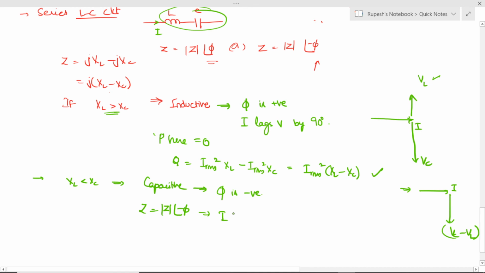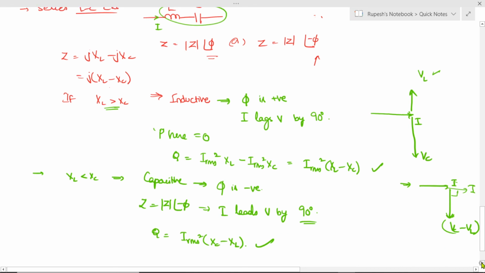That is, I leads voltage by 90 degrees. So the resultant voltage is downwards. The current is in the horizontal direction. That means I leads the voltage by 90 degrees. Here, the reactive power is given as I RMS square into XC minus XL.